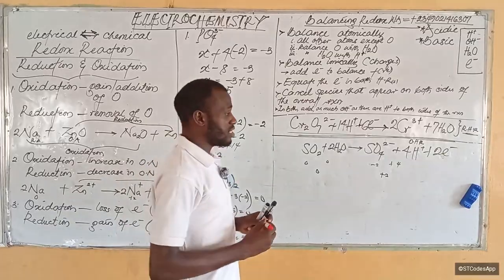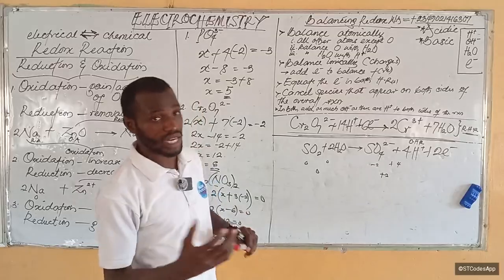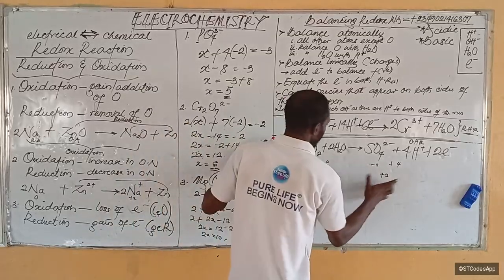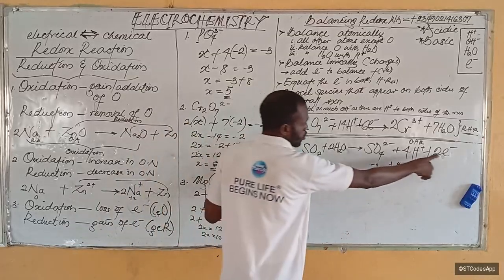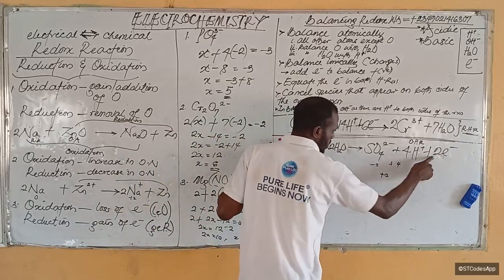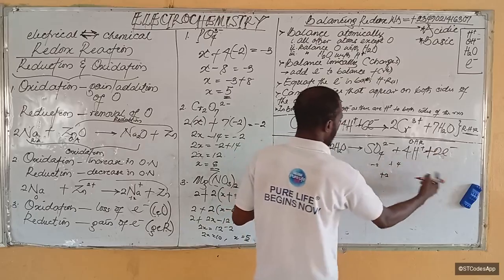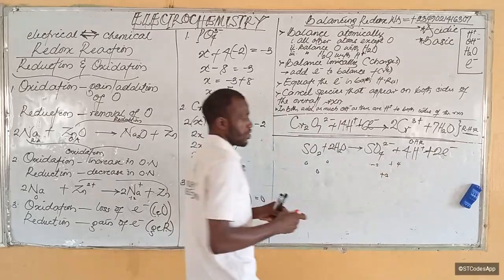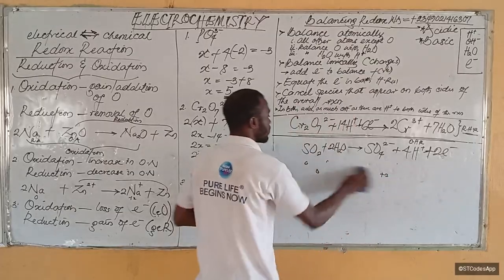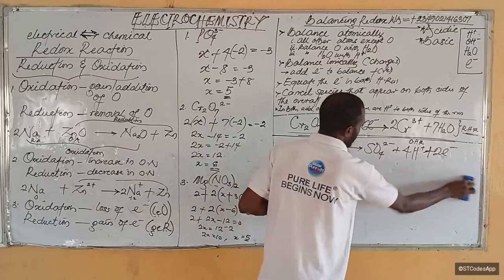Is that clear? The moment we add 2 electrons here, it will be plus 2, minus 2 now. Minus times plus 2 is what? Minus 2. So minus 2 minus 2 is what? 0. So they are now equal. So this is now balanced both atomically and ionically.